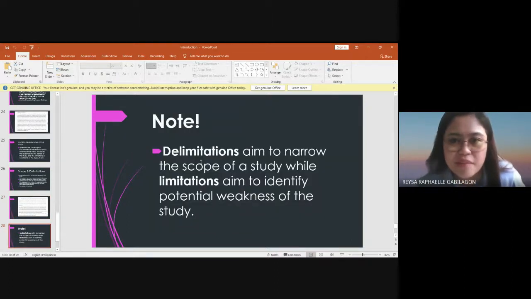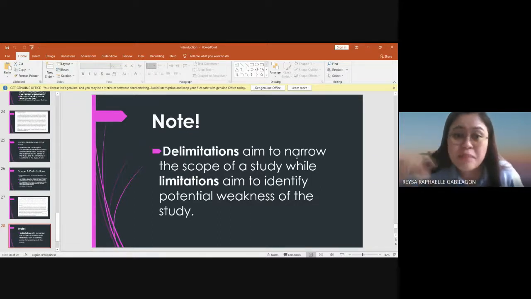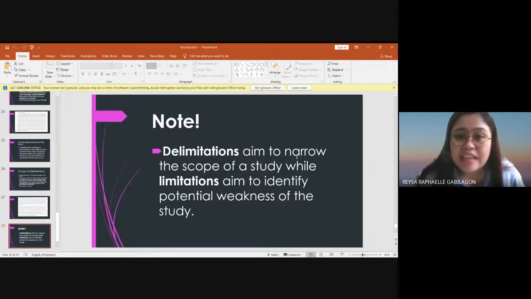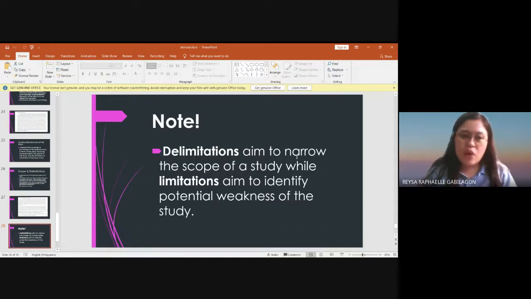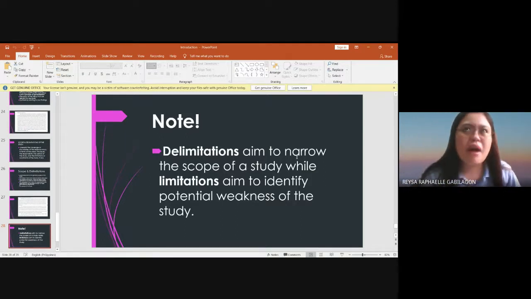So take note, the limitations aim to narrow the scope of the study, but if you are going to make limitations, what you write is the potential weaknesses of the study. Delimitations are like parameters and boundaries, what your study will cover and what it will not. But if you put limitations, not scope and delimitations, then what you write in that part are the potential weaknesses of your study.